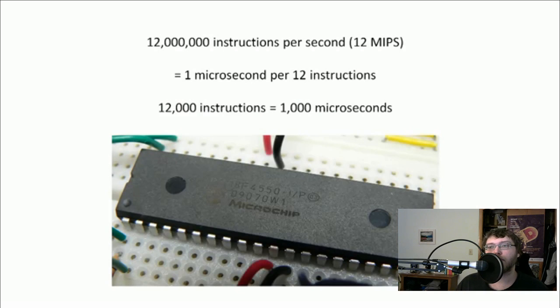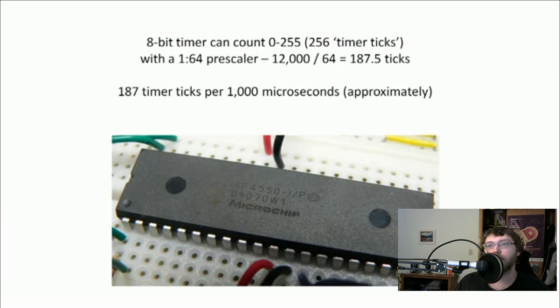This is important because with a 1-to-1 timer prescaler, the PIC's timer updates once every processor cycle. The timer's prescaler slows down the rate at which the timer's counter updates. If we use an 8-bit timer, the maximum amount the timer can measure is 256 counts. Therefore, we have to pick a prescaler value which allows us to time 12,000 processor cycles in less than 256 timer counts. If we use a 1-to-64 prescaler, we will require 187.5 timer ticks to measure 1,000 microseconds. Since we can't measure a half, we simply round this value down to 187.